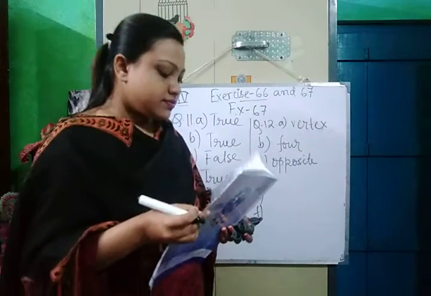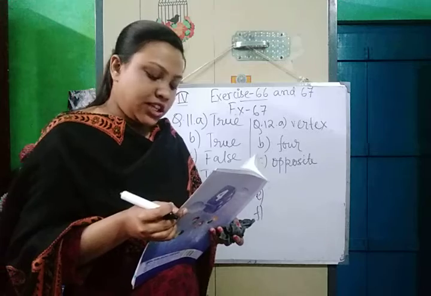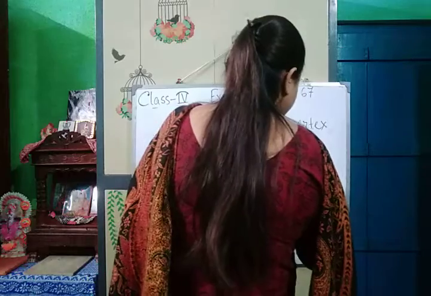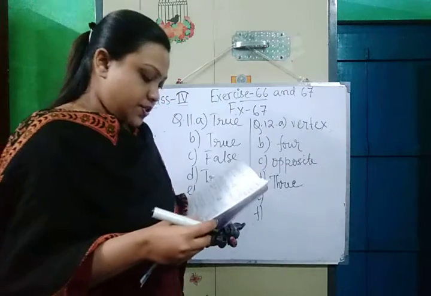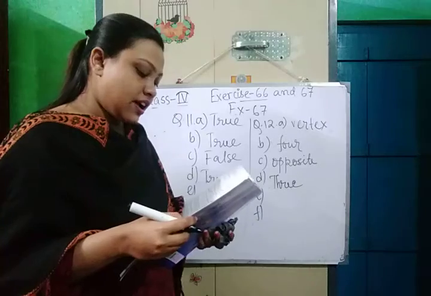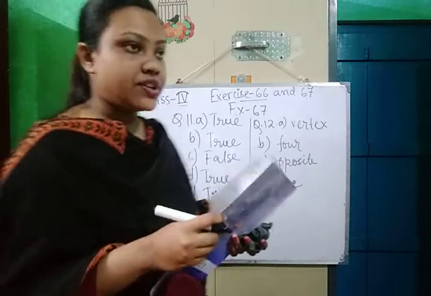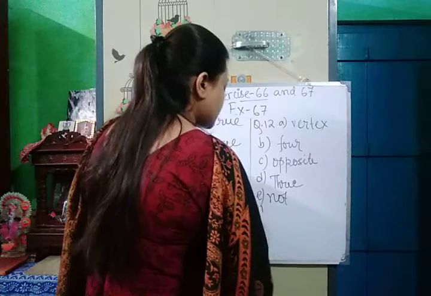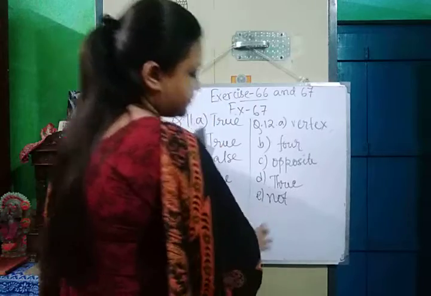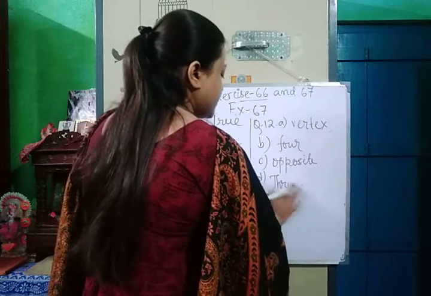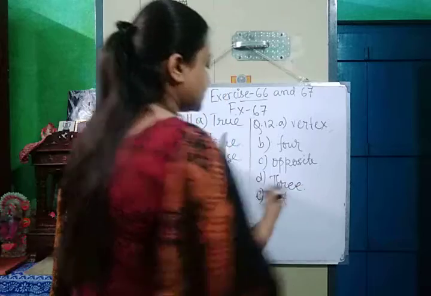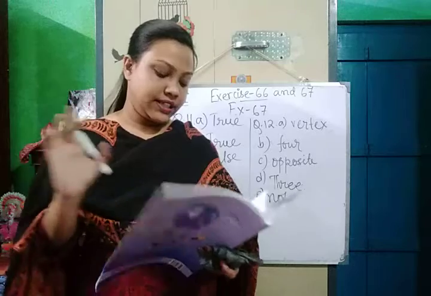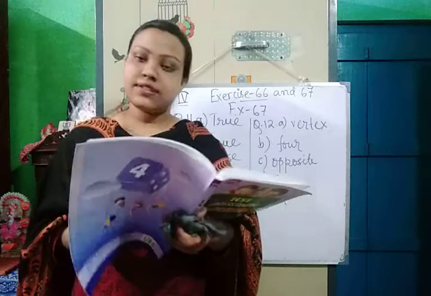Next one, a triangle is a polygon having dashed sides. Triangle is having 3 sides. Last one, all quadrilaterals are dash squares. All quadrilaterals are not squares. Okay, are not squares. So up to question number E is there. Okay. So up to question number 12 you have to do. Question number 13 and 14 you don't need to do from this exercise.